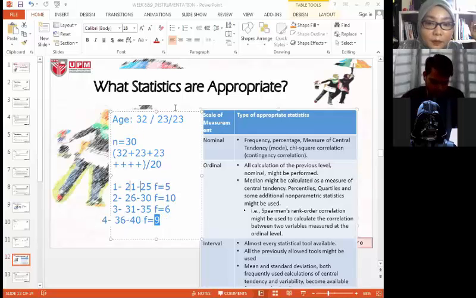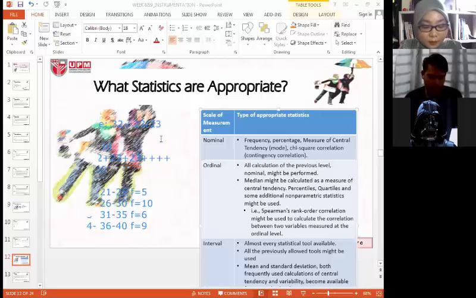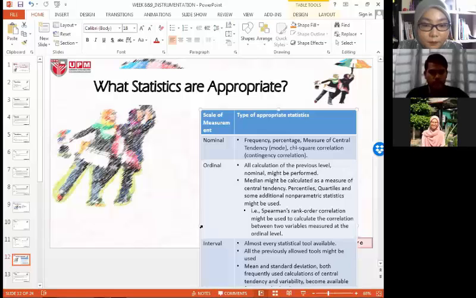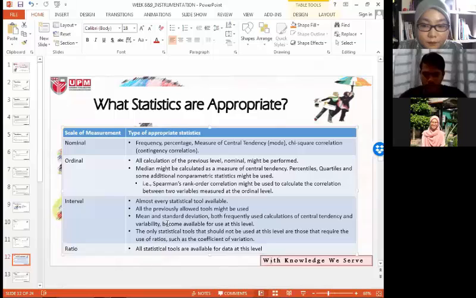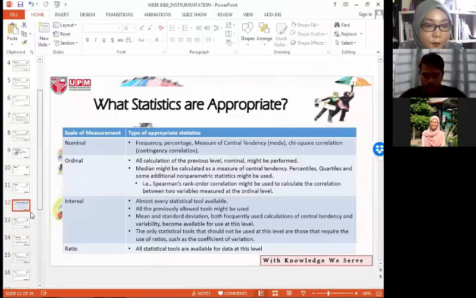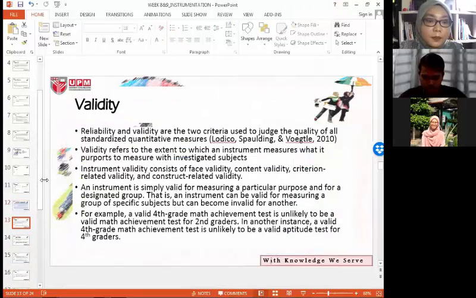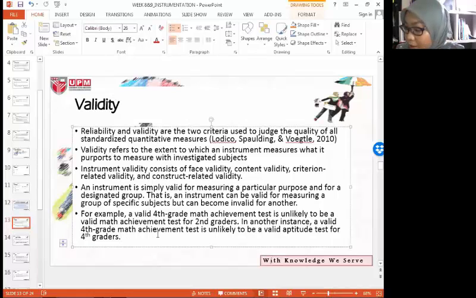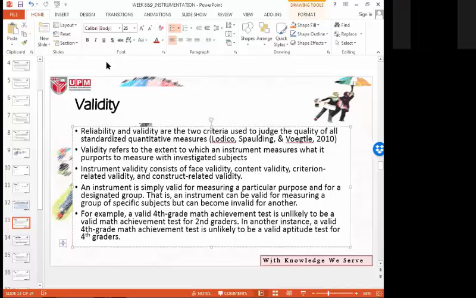Okay, so this one. Okay, so faham So far faham? Faham. Faham doktor. Okay. So very good. So next one boleh proceed lah. Okay. So now we are going to proceed with validity. Okay. Nak rehat ke boleh proceed? Boleh proceed. Rehat. 35. Rehat 5 minit. Yes, doktor.